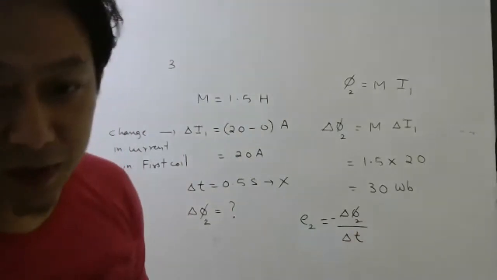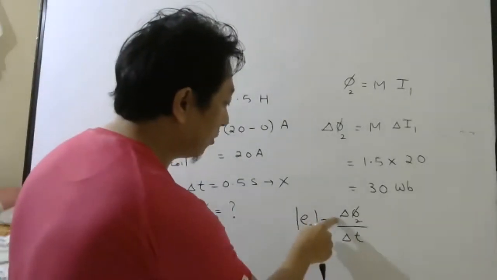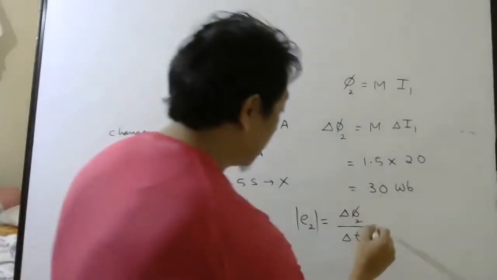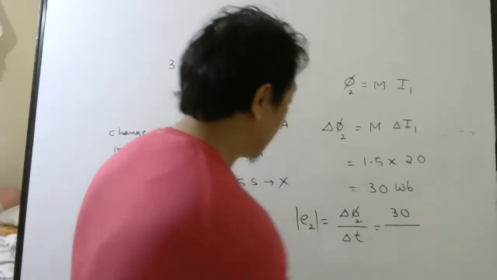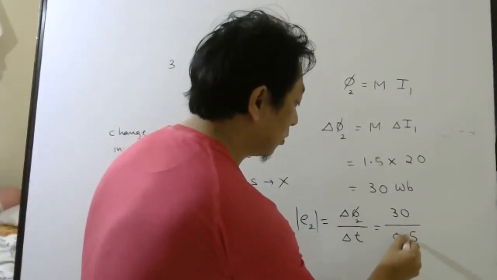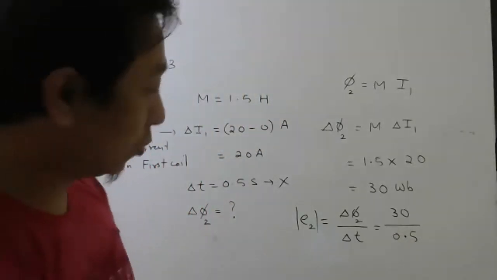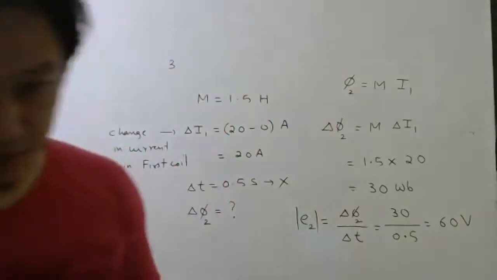Change in magnetic flux divided by time taken. If you want only magnitude, no need to put minus sign. So what is the change in magnetic flux? 30. Time taken is 0.5. 0.5 means 1 by 2. 2 will go up. 60 volt.